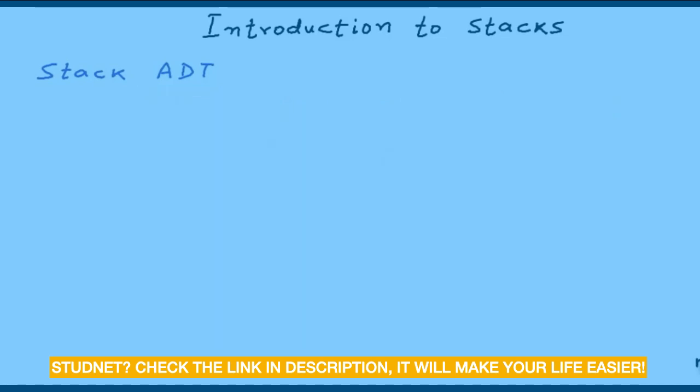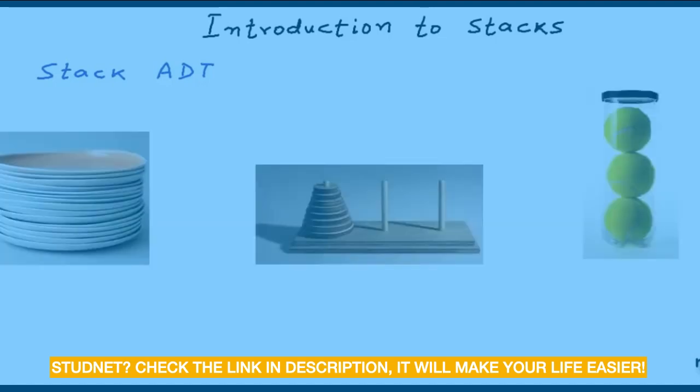Stack as a data structure in computer science is not very different from stack as a way of organizing objects in real world. Here are some examples of stack from real world. First figure is of a stack of dinner plates. Second figure is of a mathematical puzzle called Tower of Hanoi, where we have 3 rods or 3 pegs and multiple discs, and the game is about moving a stack of discs from one peg to another, with this constraint that a disc cannot go on top of a smaller disc. Third figure is of a pack of tennis balls.